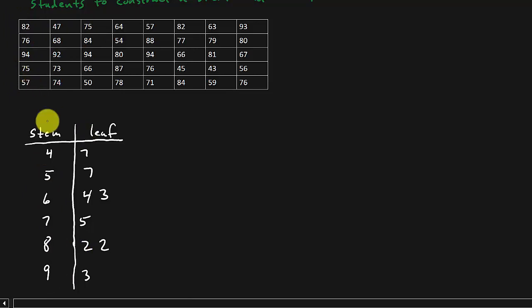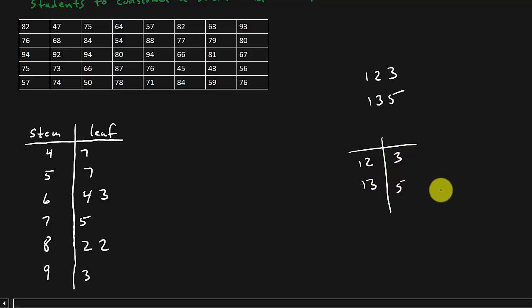All right. Now, sometimes you may have something like 123, 135, three-digit numbers. Well, on that, you would have the stem, you would have 12 and 13, and then this would be 3, 5, and this would mean 123, 135. Okay? It's the last digit that's going to go over here on the leaf.